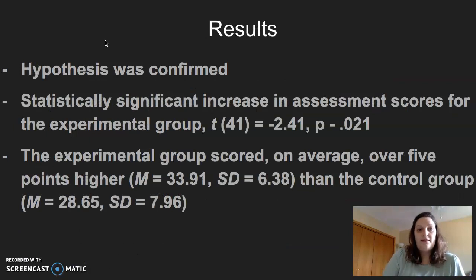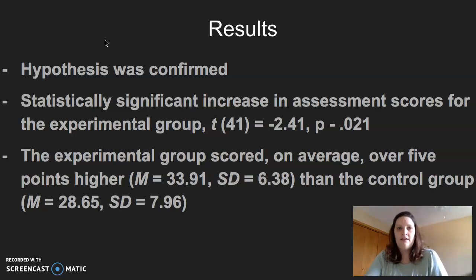The results: our hypothesis was confirmed. So scores on the Regents exam in Global History and Geography did go up with the inclusion of the critical reading intervention. We did have a statistically significant increase with a t-score of negative 2.41 and a p-value of 0.021. The experimental group scored on average about 5 points higher than the control group, with a mean of 33.91 in the experimental group compared to a mean of 28.65 in the control group.